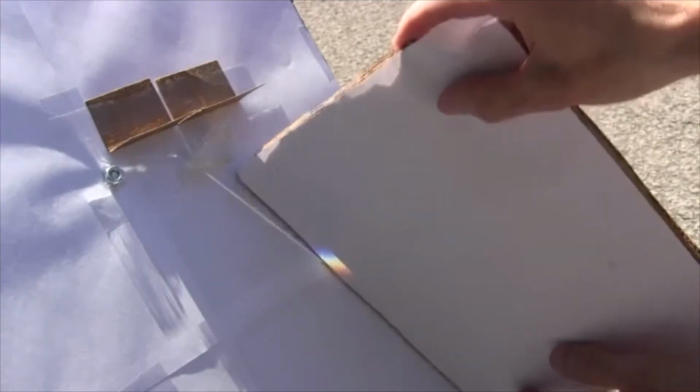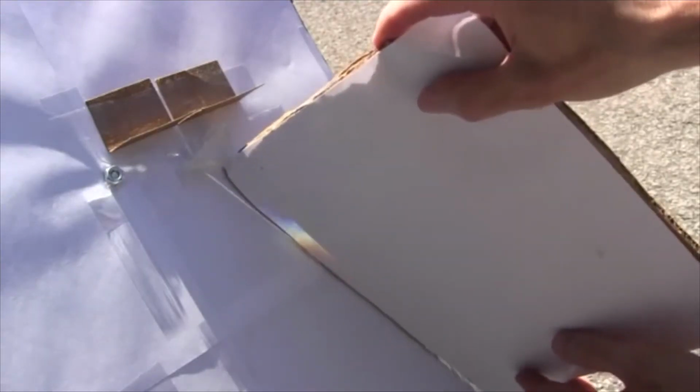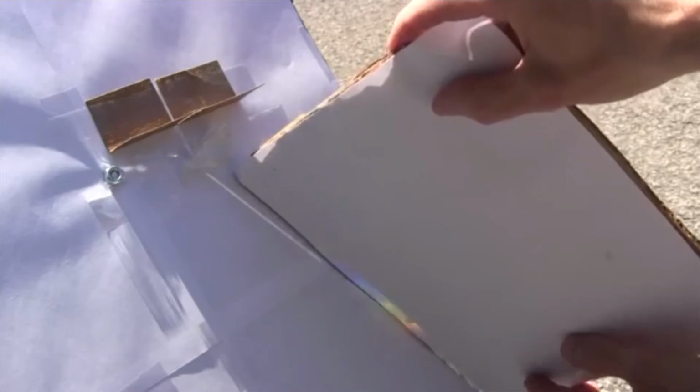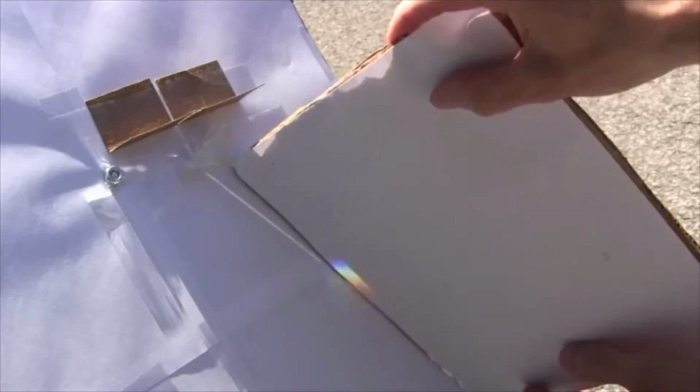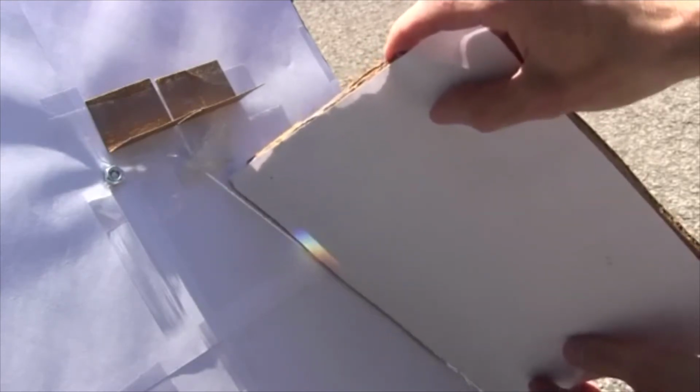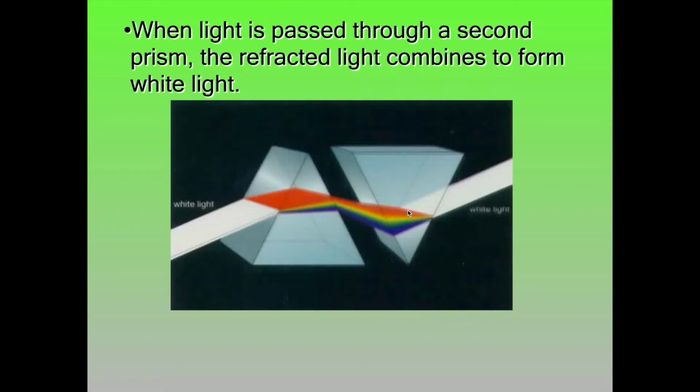And when we put this paper in the way of the light, we see the different colors separated. Putting the paper on a slant helps spread the light across more area, so we can see the colors more clearly. And that's how a prism works, to make a rainbow of colors.